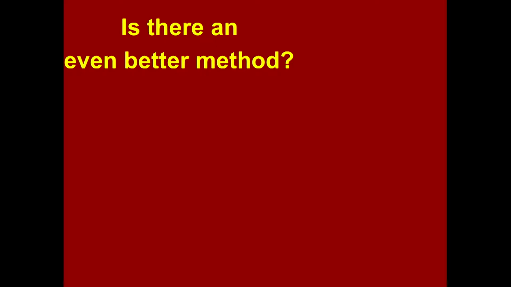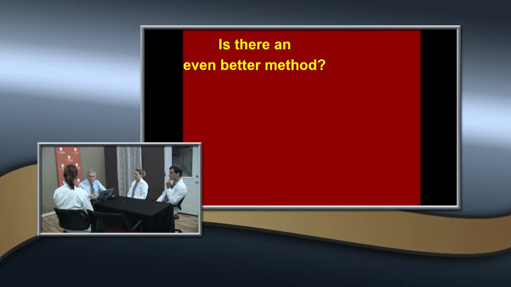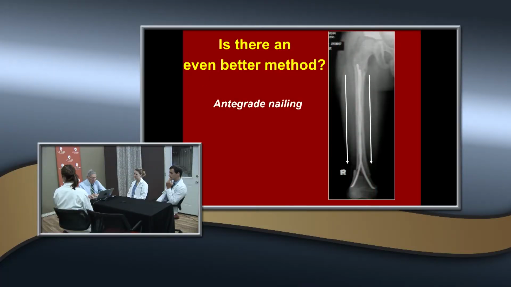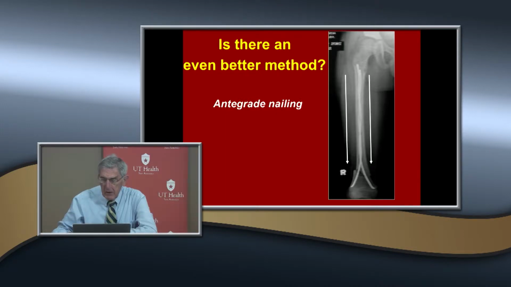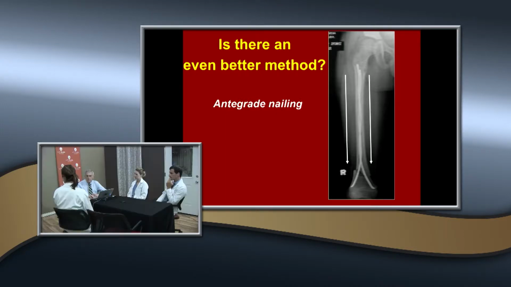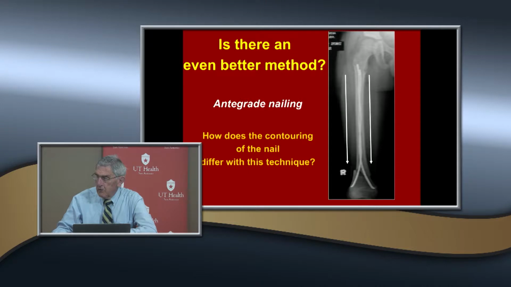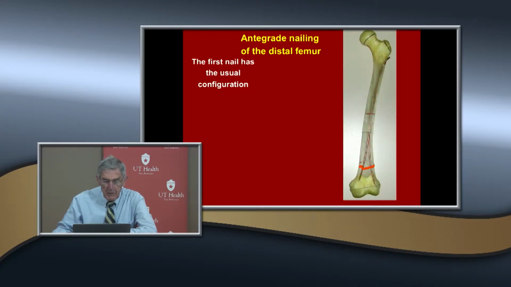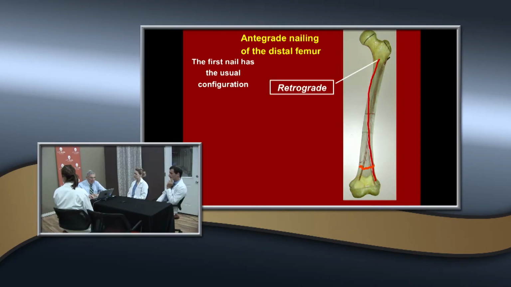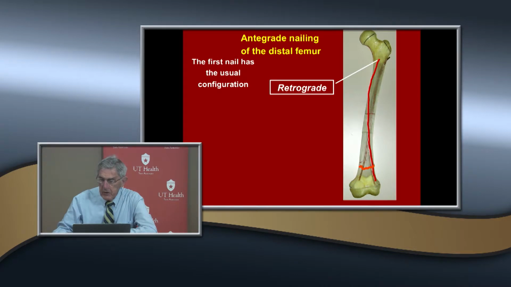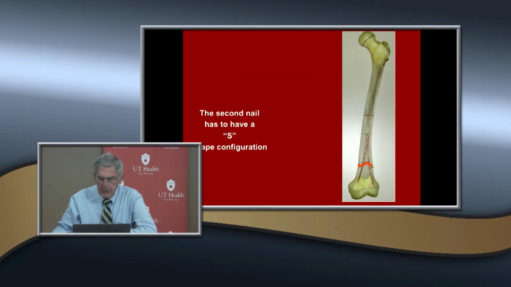Is there even a better method? Flex nails? Yeah, that's exactly right. Flex nails. And how do you put them in? Retrograde or antegrade? I'd put them in antegrade. That's right. And so the contouring of the nail differs a little bit here. So the first nail is put in how? Well, it's put in just like a retrograde nail, and you have just a single curve of it.